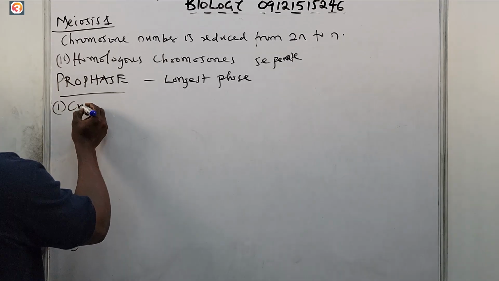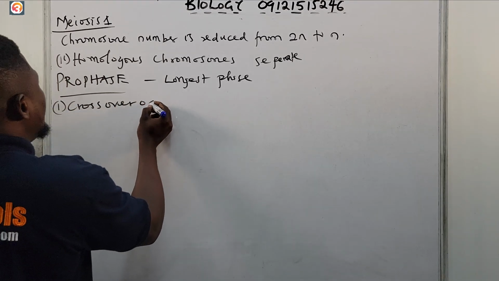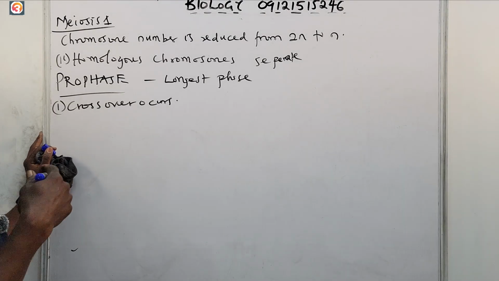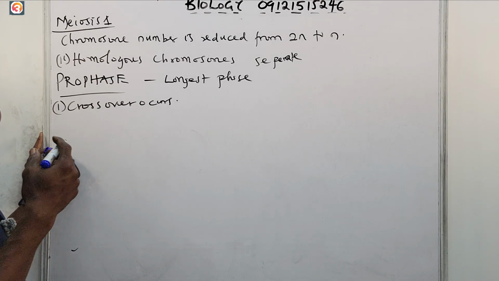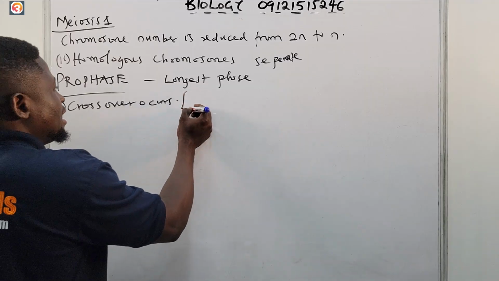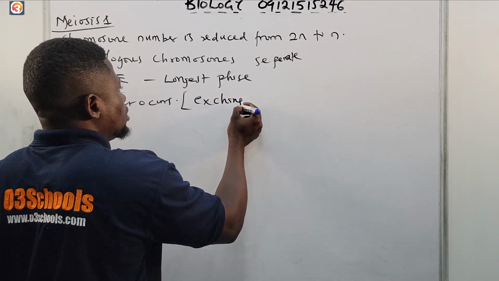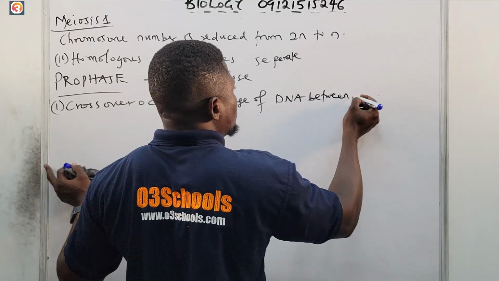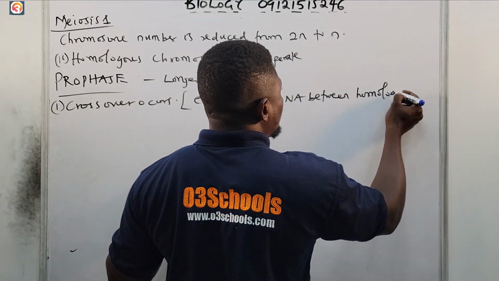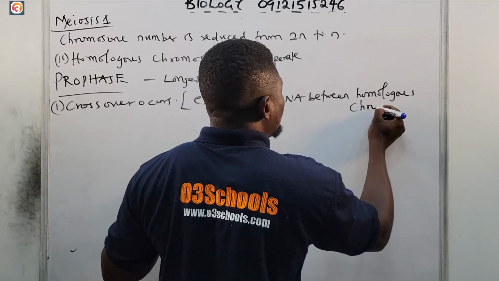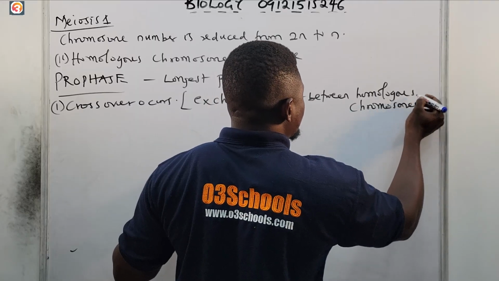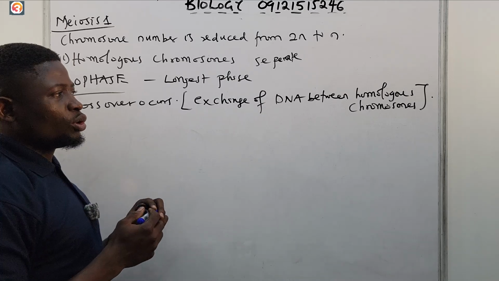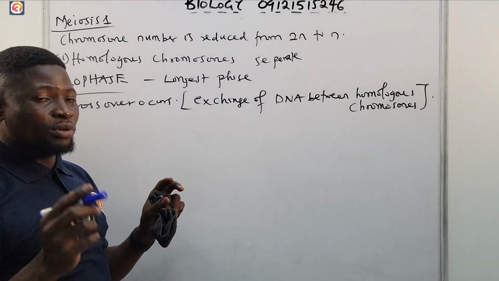Number 1, crossover occurs. And what we mean by crossover is the exchange of DNA between homologous chromosomes. Exchange of DNA between homologous chromosomes. Okay, that's what happens in crossover.